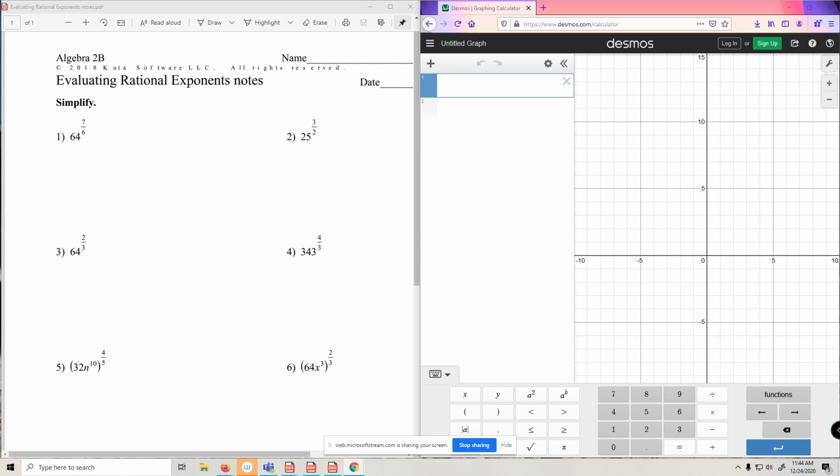Hi there. Today we're going to be evaluating rational exponents, aka we are going to be simplifying expressions that contain rational exponents. If your expression starts off with all numbers in it, like you see here in 1 through 4, your answer will be a number.